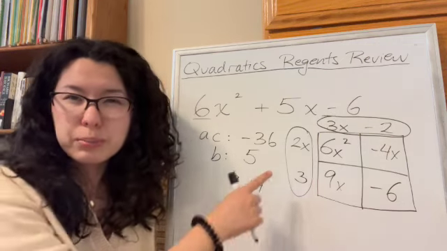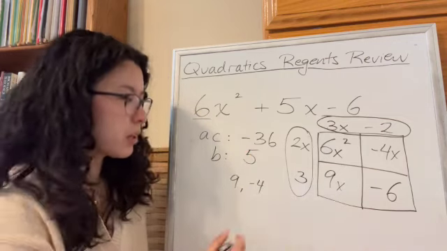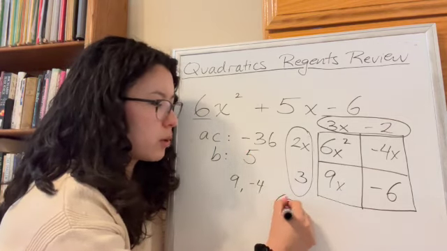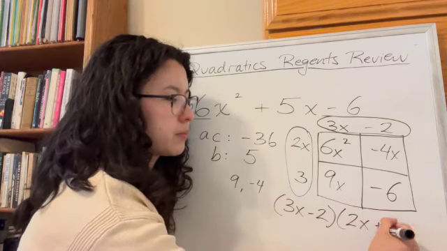You may be wondering where the plus sign is. Well, if it's positive, if there's no negative here, we assume it's addition. So I end up with my factored form, 3x minus 2, 2x plus 3.